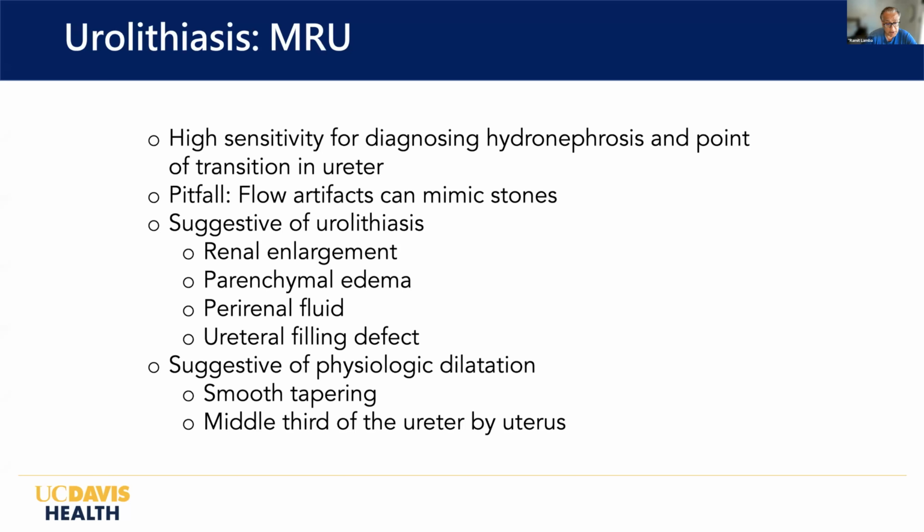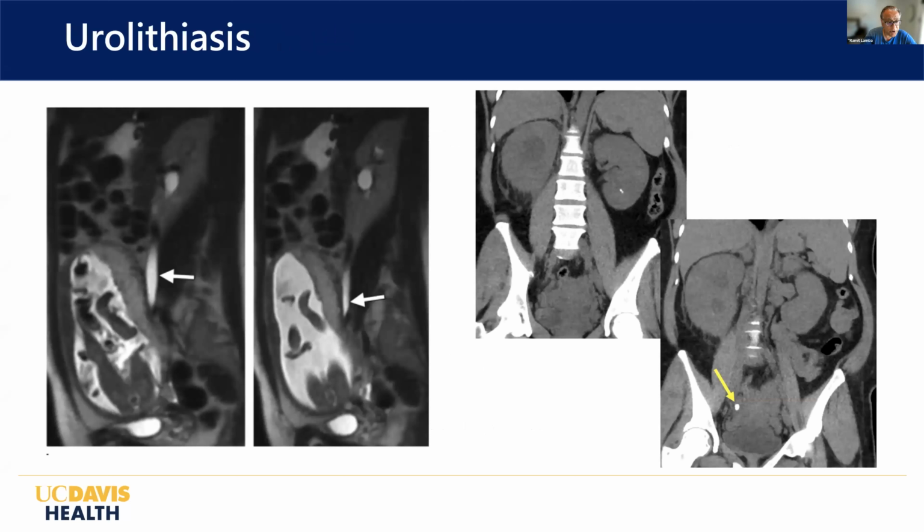You've got to be careful of flow artifacts, which can mimic stones. What is suggestive of physiologic dilatation is smooth tapering, and typically with physiologic dilatation, the tapering will occur at the middle third of the ureter, right by the uterus. So the example on your left is physiologic dilatation, right where the ureter hits the gravid uterus, with a smooth tapering. So that's physiologic hydronephrosis on MRU. Images on your right are a CT in an early pregnancy. There's hydronephrosis. On the right side, there's perinephric stranding, there's asymmetrical renal enlargement, and an obstructive calculus is identified in the distal ureter.